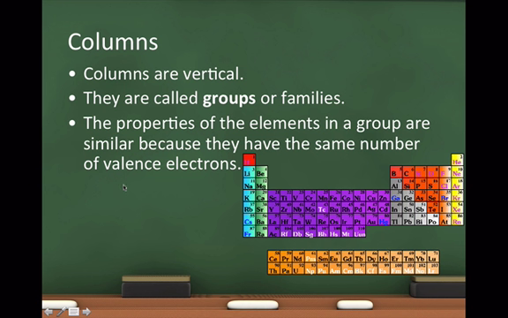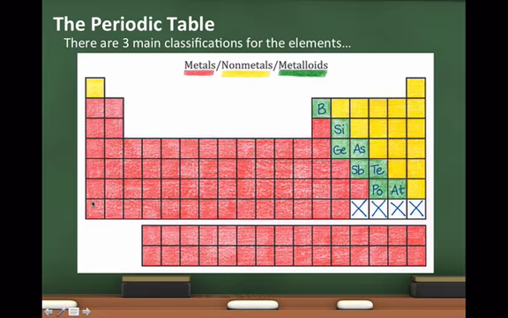The columns on the periodic table run vertically, and we call them groups or families. And that should make sense because groups and families tend to act the same, as do the elements in the same column. The properties of these elements are the same because they have the same number of valence electrons. Everybody in the first column has 1 valence electron. Everybody in the second column has 2 valence electrons. And that's why they have similar properties.